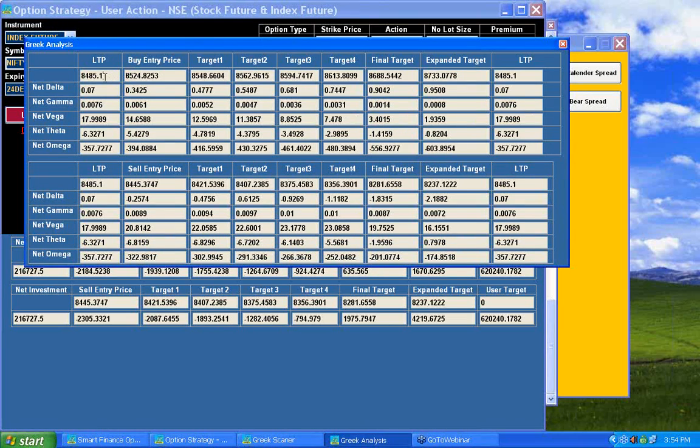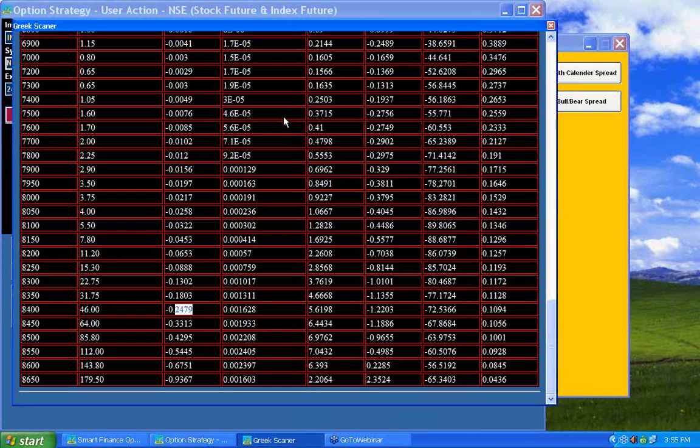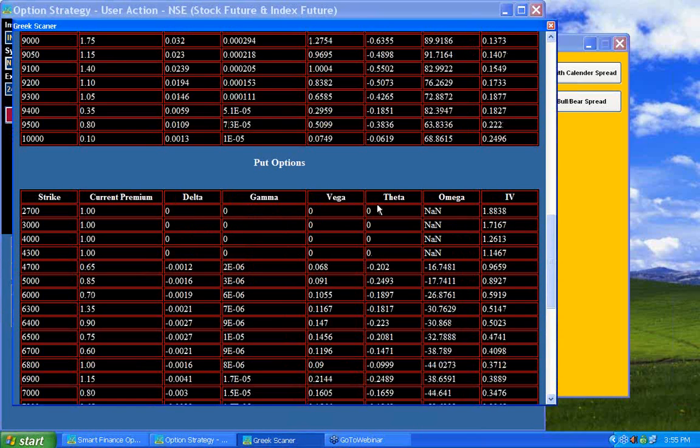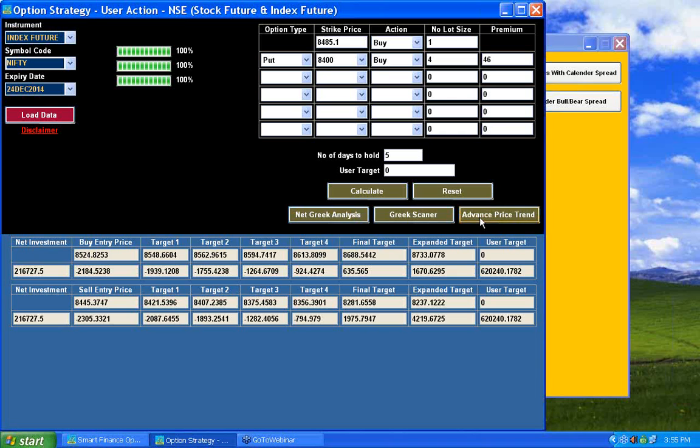So at this particular time when I am initiating the strategy, and once the strategy will move towards 8700, how will delta vary, and once the strategy is going to fall towards 8237, how is the delta going to vary? Those calculations you will get in the net Greek analysis. The Greek scanner will give you all tradable strikes' delta, gamma, vega, theta, omega and IV. By watching that you can form any Greek neutral strategy, and it has a trend analyzer.